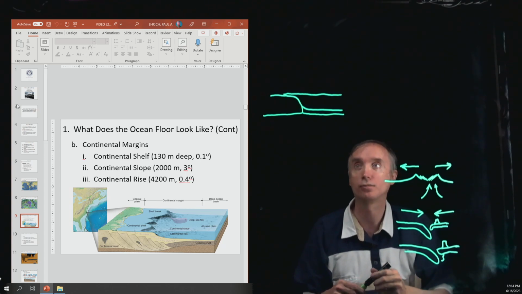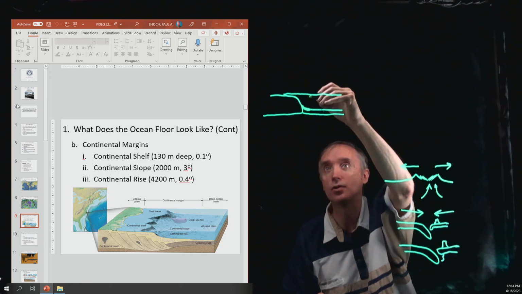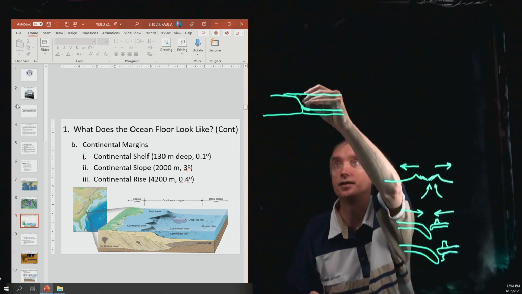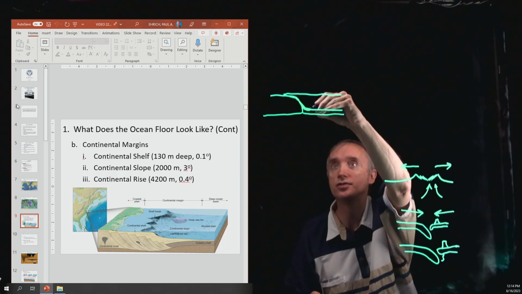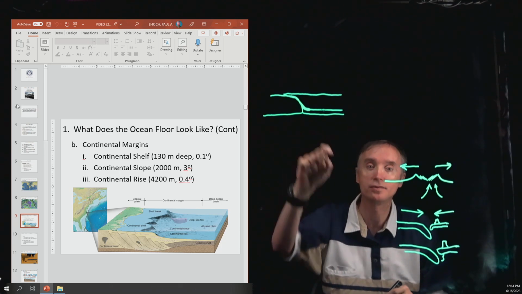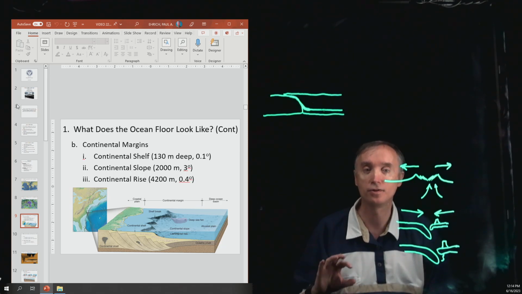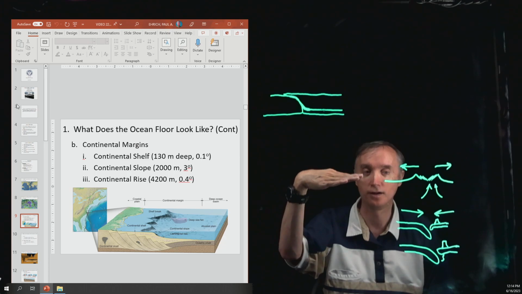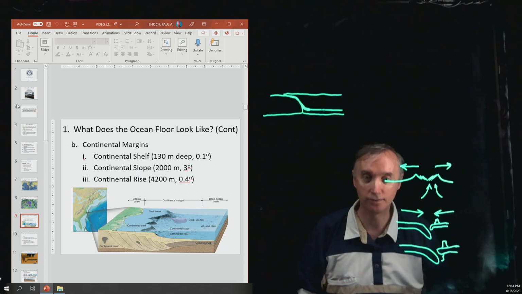Then you've got the continental rise, which is this part right here. That is mainly debris coming off the continent. As erosion occurs, stuff flows down the continental slope, and it accumulates on the continental rise. It goes down to about 4,200 meters and has a slope of 0.4 degrees. So notice again, it's very, very flat. But that picture is greatly exaggerated as to the angles involved.